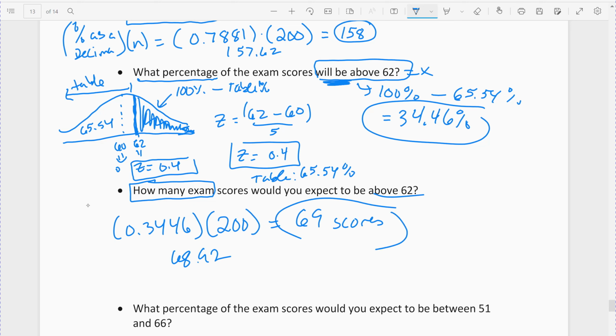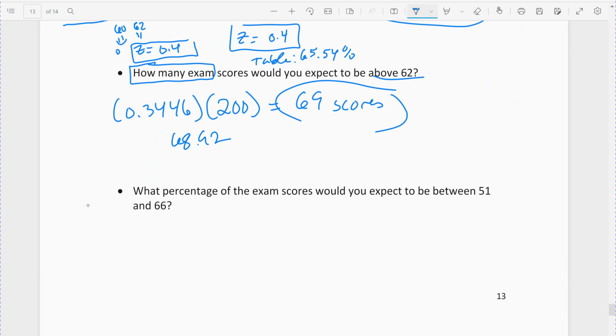Alright, so 69 out of the 200, so about, because I rounded, about 69 of the scores will be above a 62. Alright, I'll do the last example of this one, and then I'll stop there, and then I'll do example 2 on the next video. So we did below, which is the easy case, and above, which is not too bad, you just have to remember to subtract from 100.